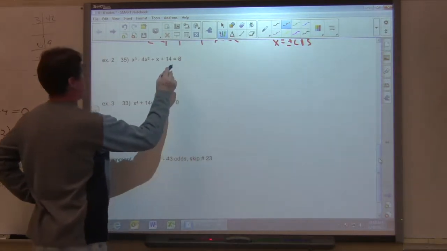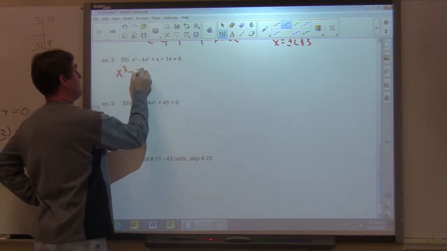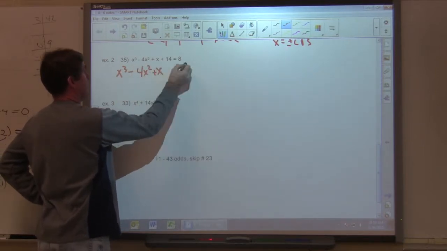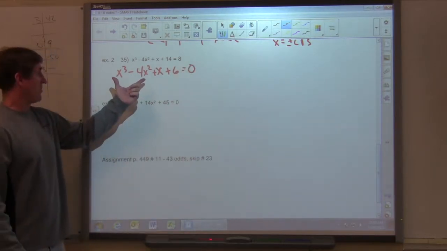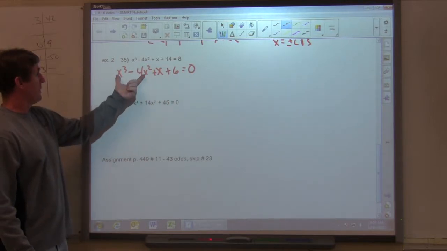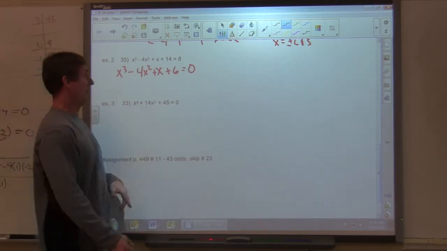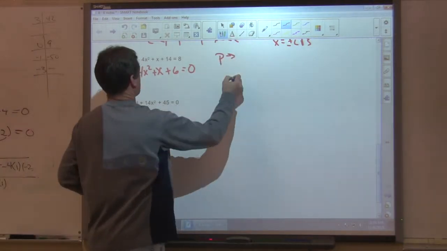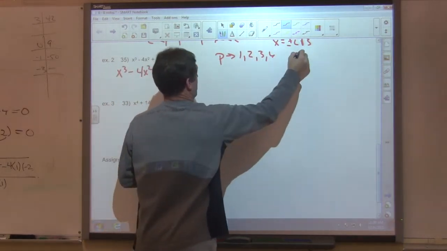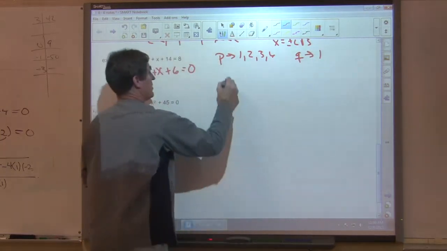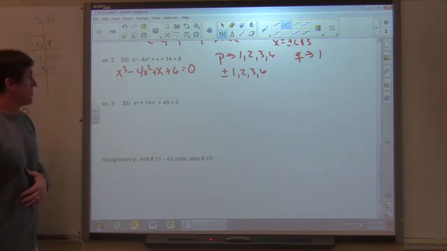So what we should have done was, again, we always set it equal to 0 first. So the first thing I would do is subtract 8, so we get plus 6. I would look to see if I can factor it. There's no greatest common factor. If I group it, I can pull out an x squared and get x minus 4, but that's x plus 6, so that doesn't work. So we have to go through and find our values of p, which would be 1, 2, 3, and 6. Our factors of q are 1, so that makes it again pretty easy. Those are our possibilities of numbers to try.